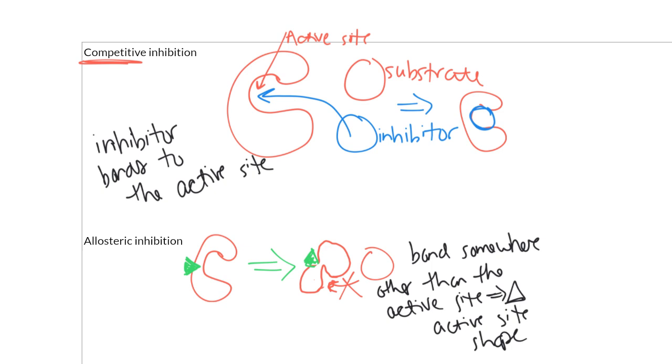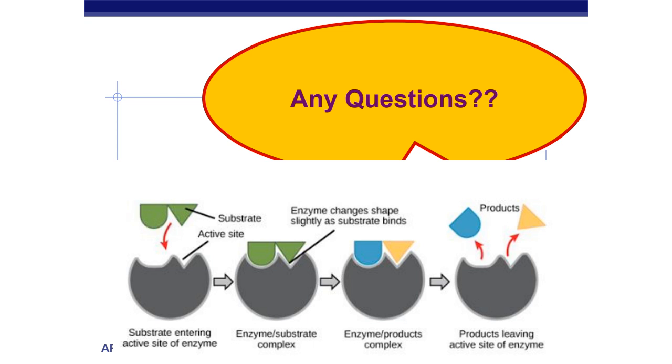So competitive inhibition, I've got a direct inhibitor bonding straight to the active site. Allosteric inhibitor, I have an inhibitor that bonds somewhere other than the active site, but the result is it changes the shape of the active site, so the substrate still can't bond. Either way, these molecules inhibit the enzyme from doing its job.